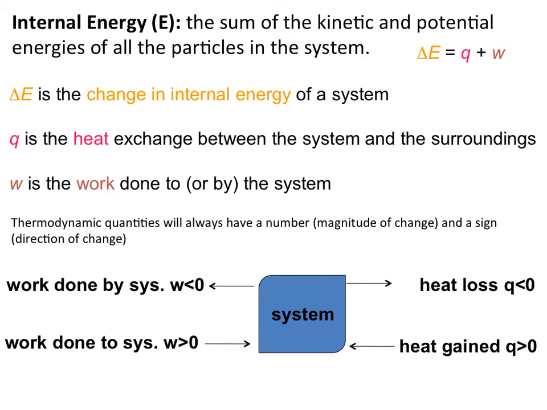In that same vein, if a system loses heat, your Q value or your heat value is going to be negative. If the system gains heat, the Q value will be positive. So these types of numerical values will be plugged into the equation here, and that will dictate the overall change of delta E. So depending on what happens with the heat and the work, you may have a system that's losing energy or a system that's gaining energy. It just depends on what's actually happening.